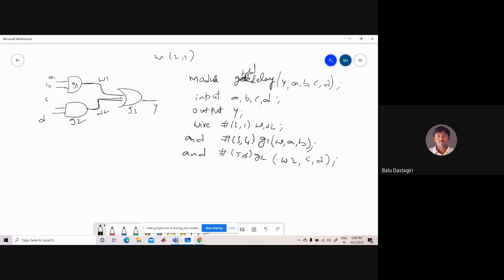Whenever you are writing the AND gates here, those are gate primitives. Make sure that first we write the outputs, followed by the inputs. So the next gate is the OR gate. Let the delay of this gate be 8,7.